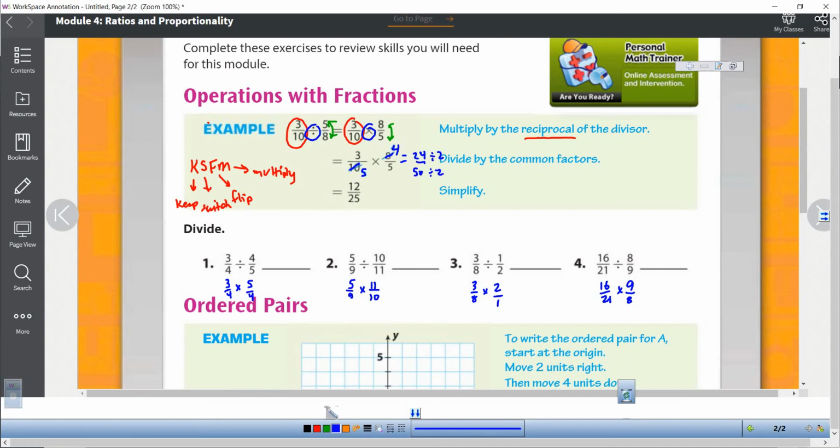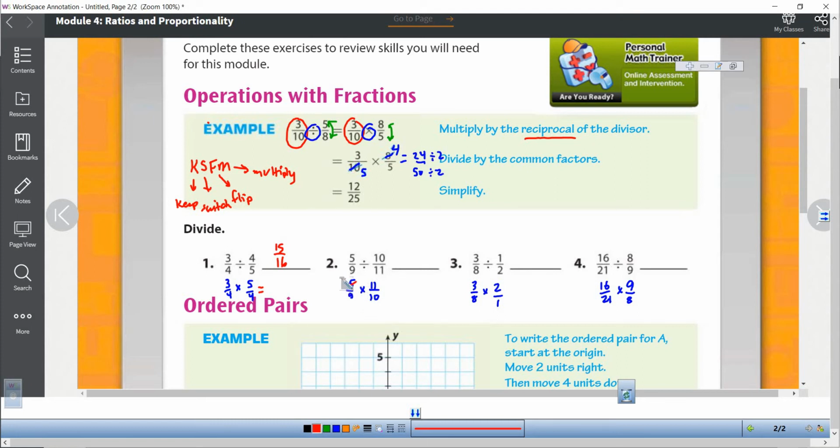And then again, here we go. Can we simplify? Is there anything in the numerators or denominators that has a common factor? And the answer to this one is no. So for this one, we would get 15 on the top, and I'm going to go ahead and write my answer up here because it's not going to simplify. 15 over 16, right?